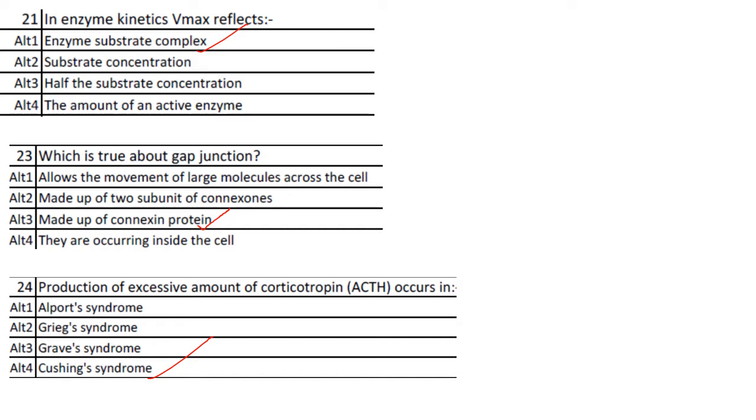So what is true about gap junction? Gap junction proteins are composed of 6 connexin subunits. So made up of connexin proteins is the correct answer for which is true about gap junctions. Then production of excessive amount of corticotropin ACTH occurs during Cushing's syndrome. Answer is option D.